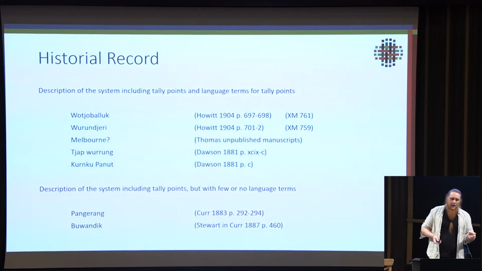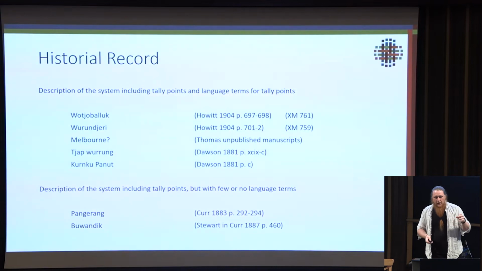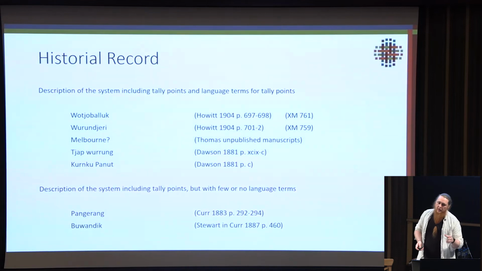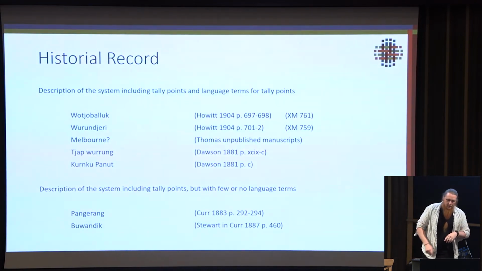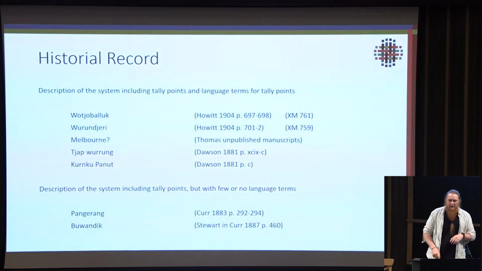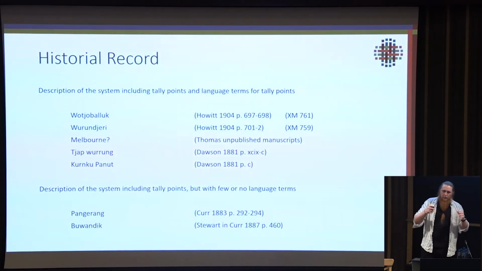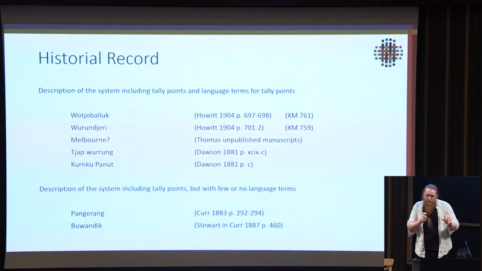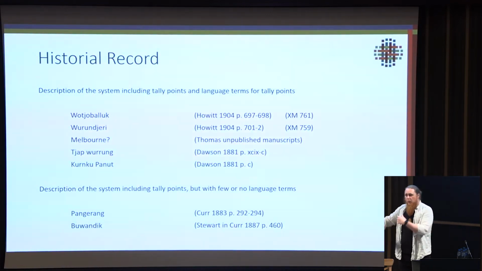We have accounts for the Wujibolic, which are a group from Western Victoria, and that comes from Howard, and we have an account also from Howard for the Wurundjeri, which are the people of Melbourne. We have another account from William Thomas, the Aboriginal protector. It's from Melbourne, but he worked mainly with Bunwurrung people from down near Port Phillip, and this system differs from the one recorded for the Wurundjeri, so it might actually be a Bunwurrung system.